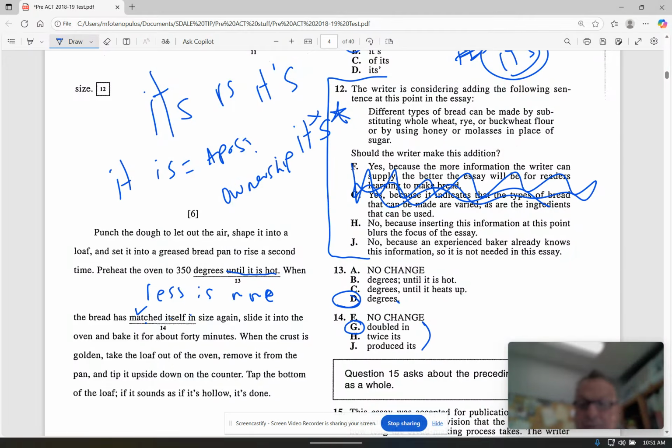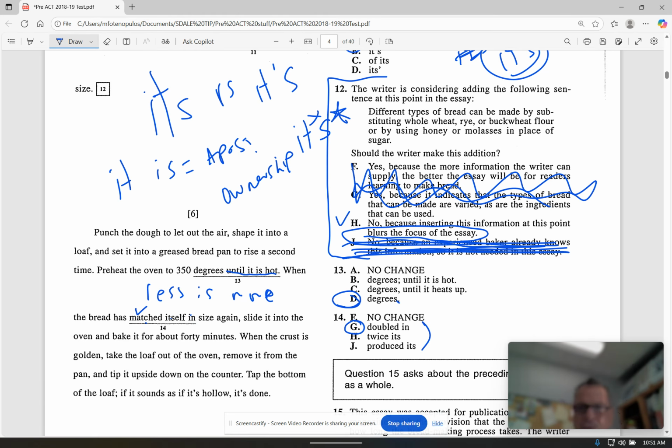No, because inserting this information at this point blurs the focus. I like that, because the experienced baker already knows. We don't need to know anything about experienced bakers. We're talking about writing, not baking. So losing the focus of the essay is what we're really worried about. So the best answer there would be H.